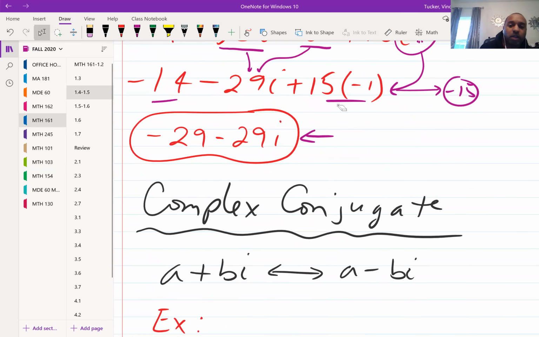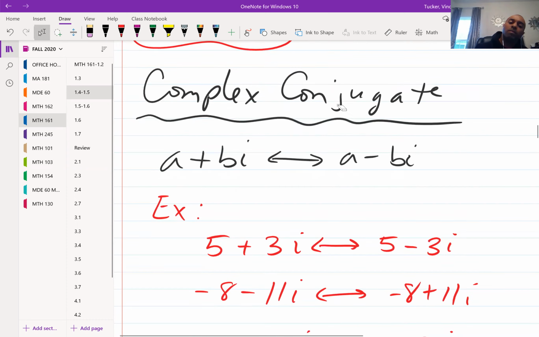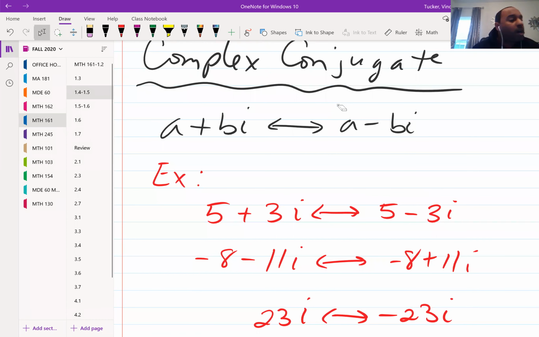All right. So the next thing is our complex conjugate. If you have a plus bi, the complex conjugate of a plus bi is a minus bi. So basically all you're doing is changing the sign of the imaginary part. There are a few examples of complex conjugates: 5 plus 3i and 5 minus 3i. -8 minus 11i and -8 plus 11i. Then 23i and -23i are all complex conjugates of each other.